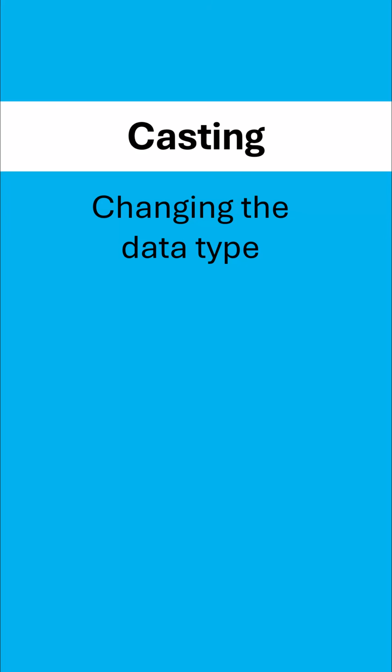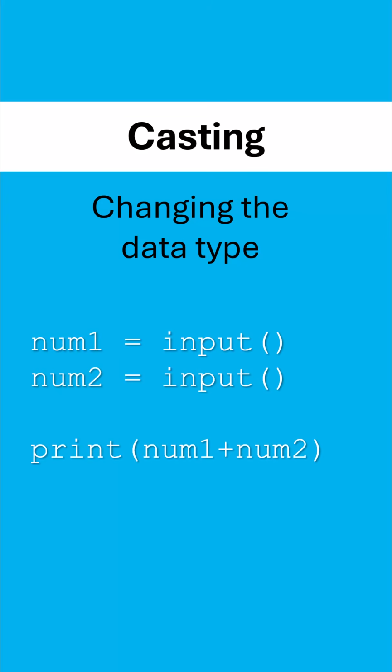Now, we often have to change data types. This is called casting. We often see casting when it comes to user input. This code here has 2 input lines, and then I'm printing num1 plus num2. Here, I've got no casting at all. And if I typed in, say, 2 and 5 when I input the data, we would get 2, 5 outputted.